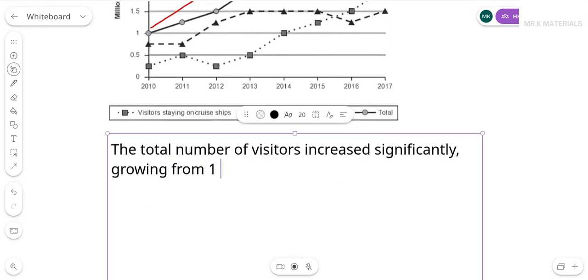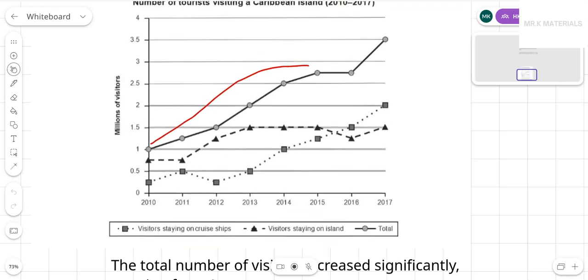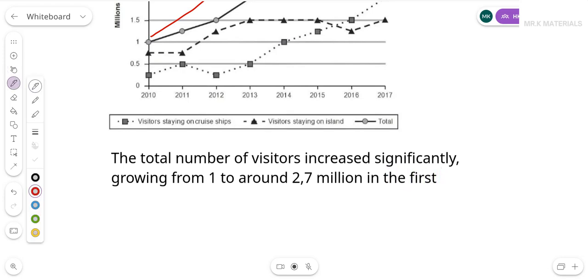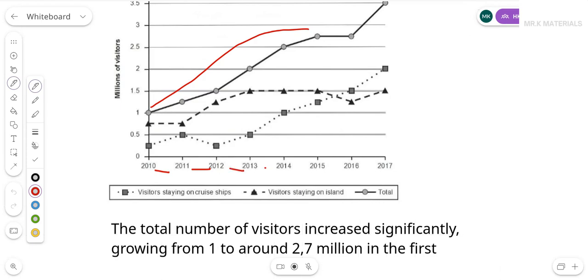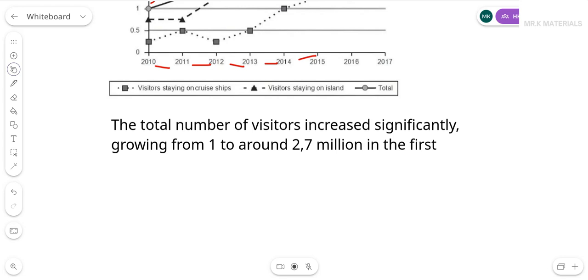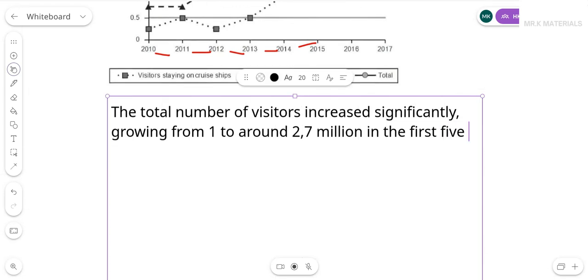Growing from 1 million to, that looks like 2.7. Okay, 2.7 million, between, let's say in the first, how many years? In the first, okay, we have 1, 2, 3, 4, 5. In the first 5 years. All right, done.